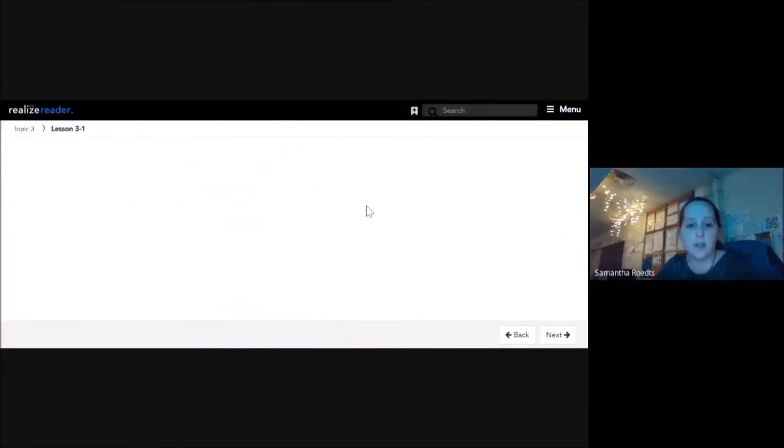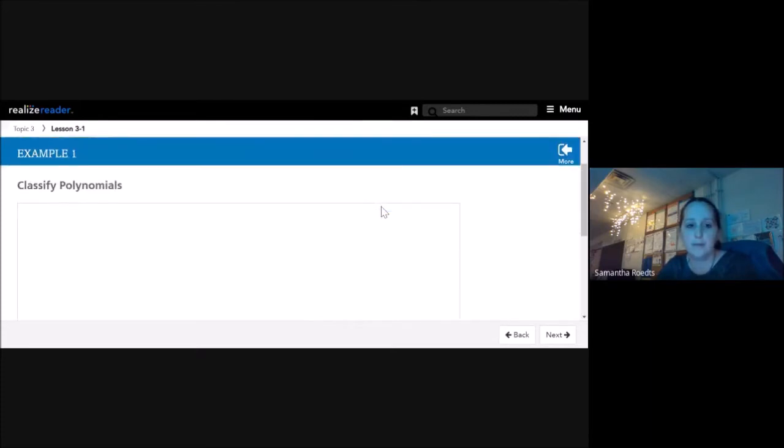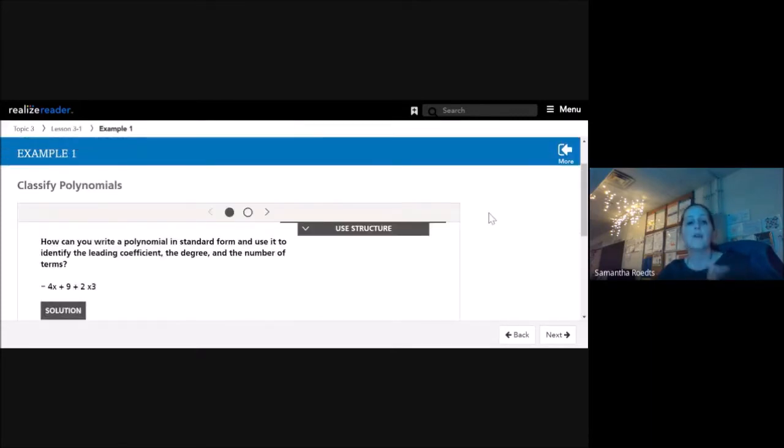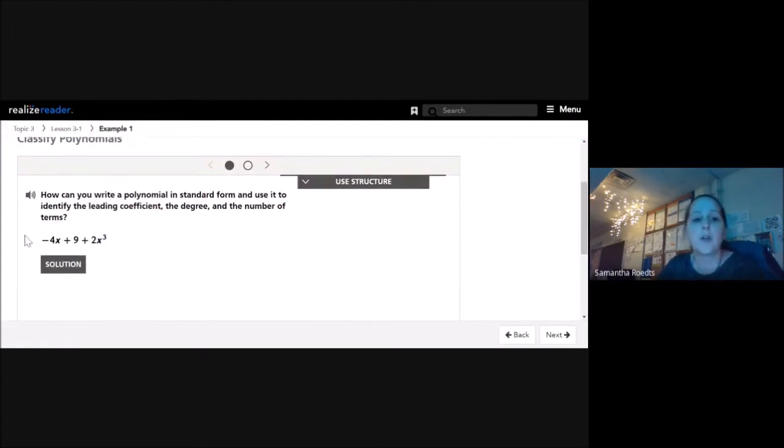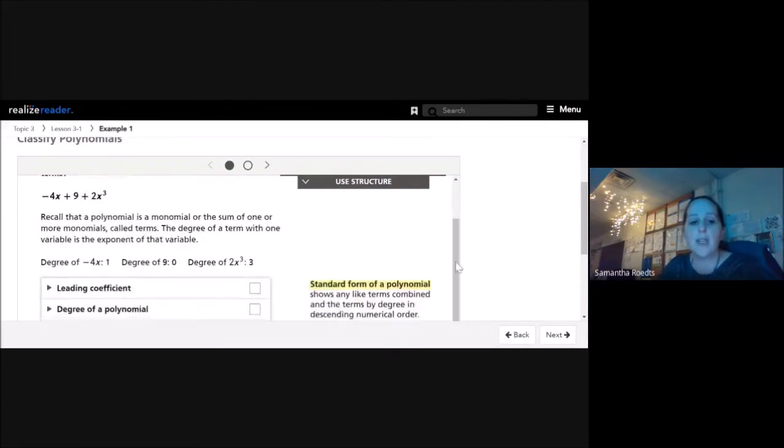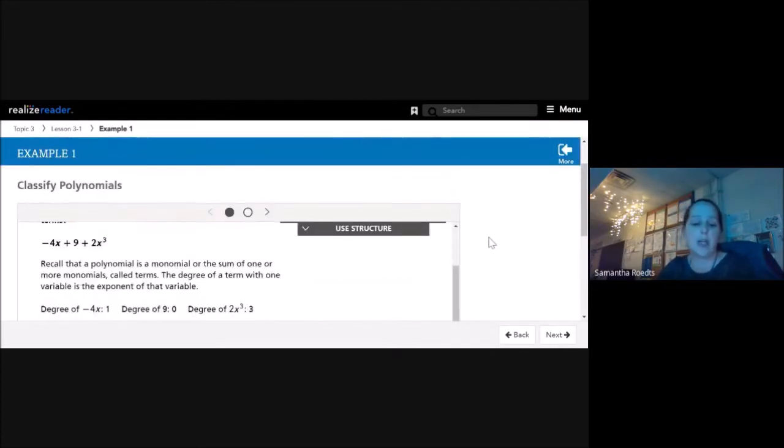Example number one. All right, so for this, we're actually going to be classifying polynomials. So how can you write a polynomial in standard form and use it to identify the leading coefficient, the degree, and the number of terms? So I have 4x minus 9 plus 2x cubed. So basically, the idea behind this is we're just putting it in order.